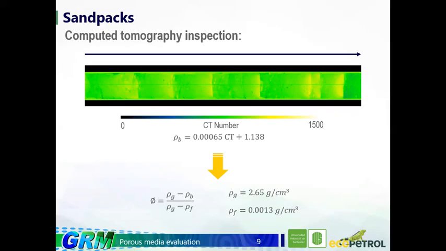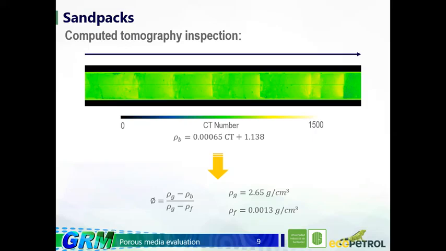Ottawa is made of around 99% silica, so the density of the grain is 2.65, and the density of the fluid, in this case, the fluid that was passing through the core was air. So this is why we use this number for the density of the fluid.